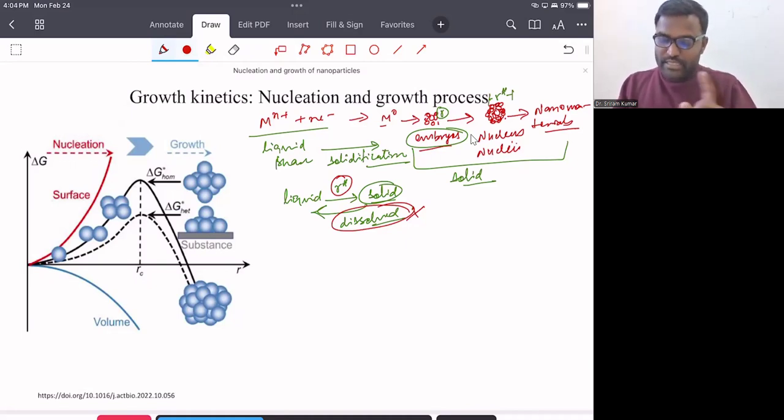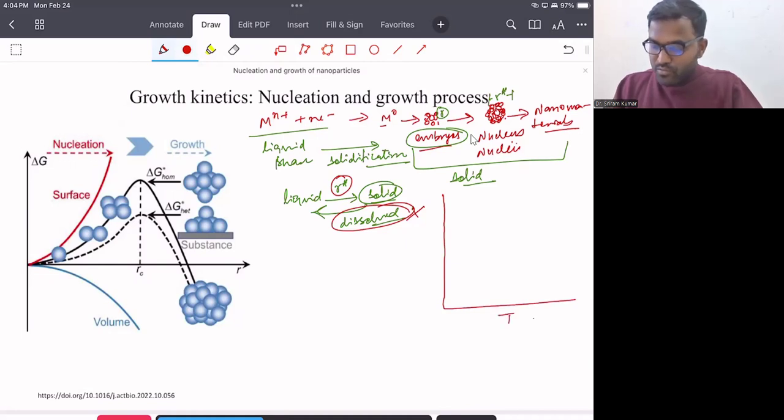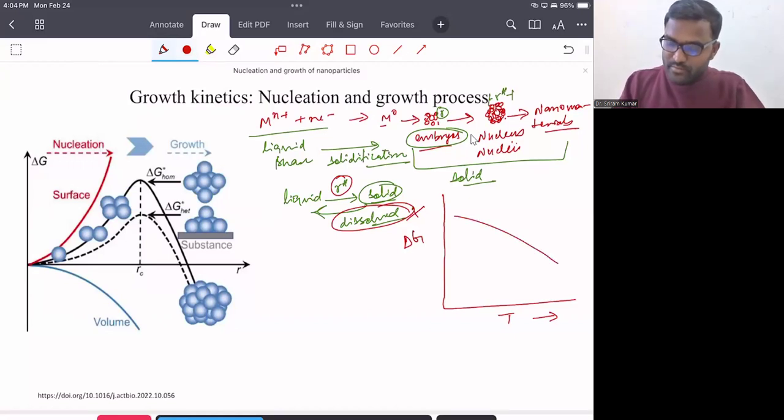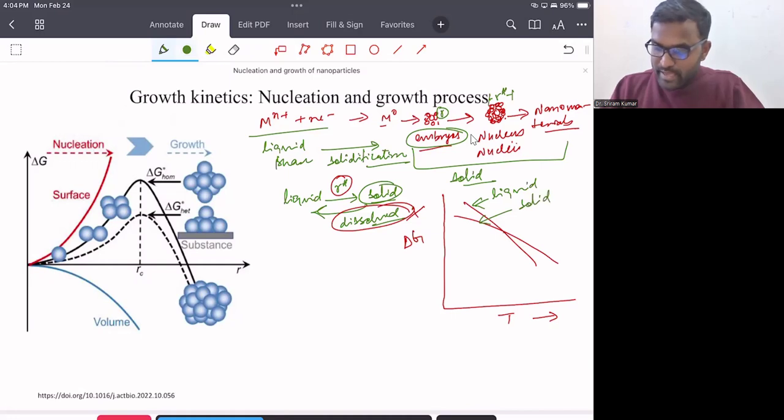So if we have this liquid and the solid form, we need to understand the energy difference between the liquid and the solid, right? So if you want to monitor the change in Gibbs free energy and temperature, we will have this system here. Let's understand these parameters. This curve is for the liquid and this curve is for the solid material. And that intersection point is called Tm, that is the melting temperature.